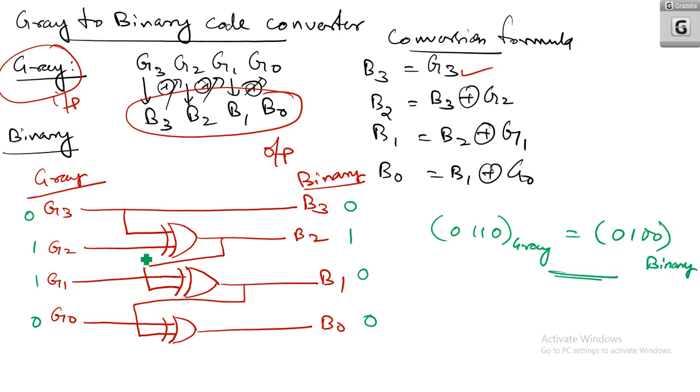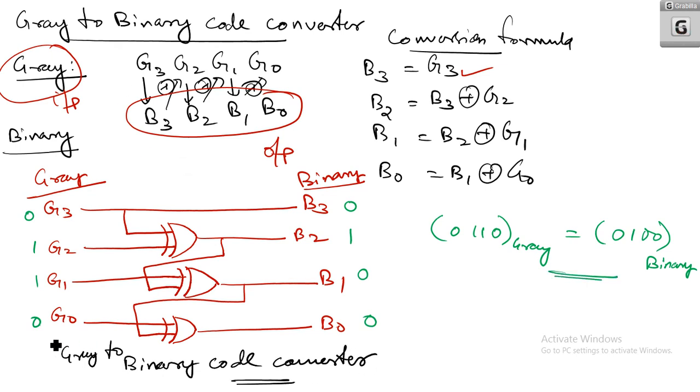Okay. And this circuit is known as gray to binary code converter. Okay. So here I am going for this 4-bit gray to binary code converter.